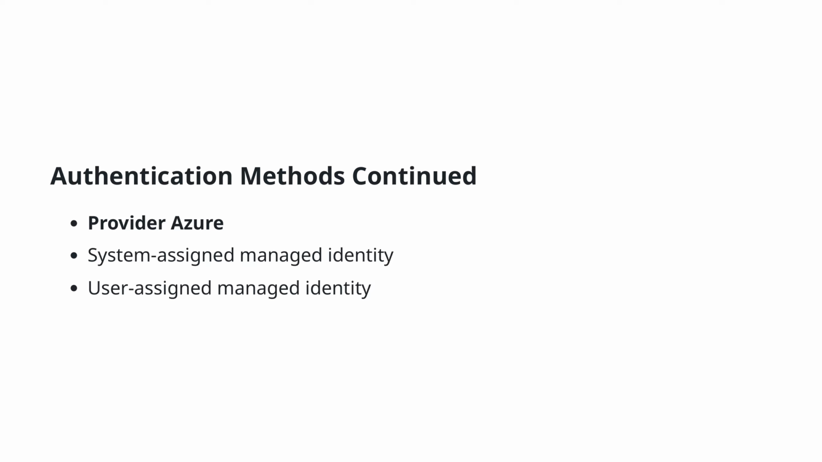Let's continue discussing authentication methods for Crossplane providers. In this slide, we'll focus on Azure. With Azure, there are two primary ways to authenticate: system-assigned managed identity and user-assigned managed identity. A system-assigned managed identity is created for a specific resource, such as a virtual machine, and its lifecycle is tied to that resource. When you delete the resource, the identity is also deleted.